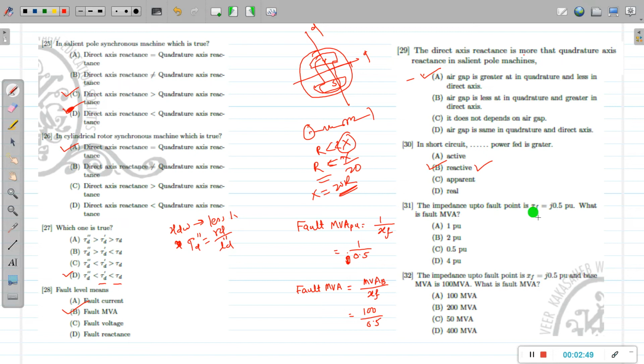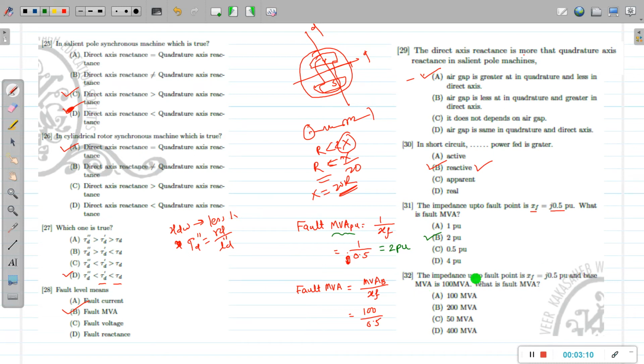The impedance up to the fault point is given as j0.5 pu. What is the fault MVA? What is the formula to calculate the fault MVA? The fault MVA is equal to 1 upon XF, that is 1 upon 0.5. If you calculate it, it will give you 2 per unit. So the fault current is equal to 2 per unit.